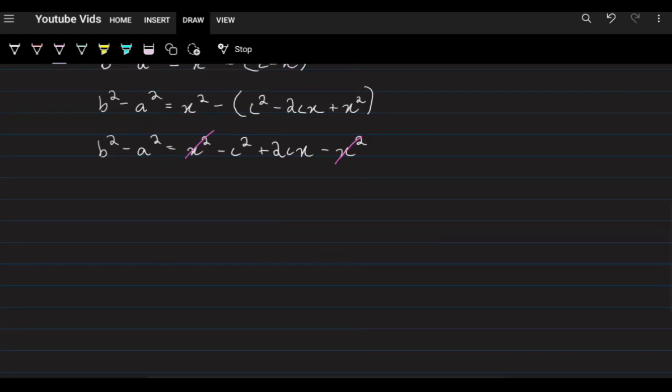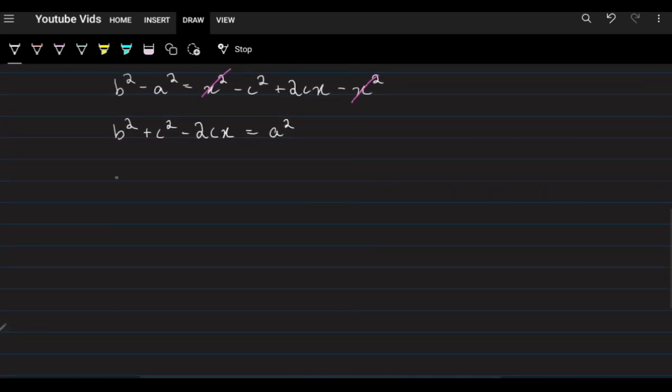Okay, so now what we can do is take the a square to the right hand side and take everything else on the left hand side, and I'll show you that right now. So b square stays, minus c square goes over and becomes positive c square, plus 2cx goes over and becomes minus 2cx, and this is equal to a square, which goes over and becomes positive a square. So you can see, we're actually very close to getting the original formula, the cosine formula, but we still need to find an expression for x in terms of a, b and c.